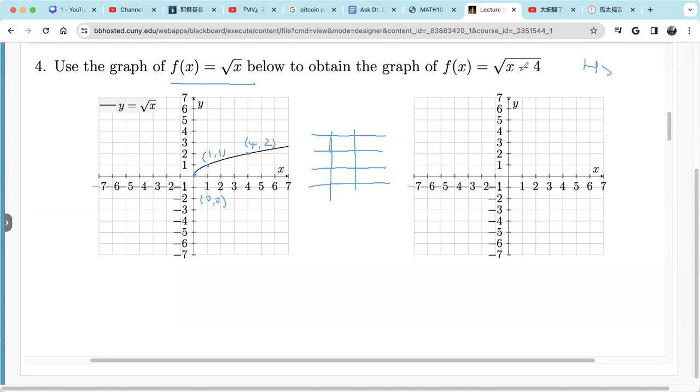Because I see this is x value shifting. So basically (0, 0) shifted to (4, 0). (1, 1) shifted, so let's mark this (4, 0). And (1, 1) shifted to (5, 1). And (4, 2) shifted to (8, 2). So this is 8. So the graph is this.